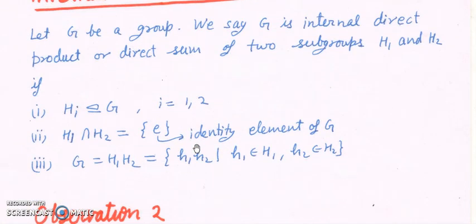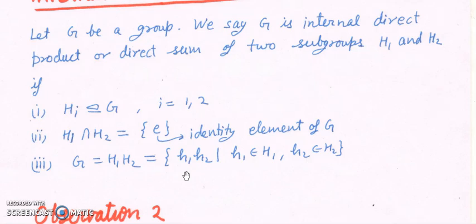Let G be a group. We say G is an internal direct product or direct sum of two groups H1, H2 if Hi is normal in G, H1 intersection H2 is the identity element of G, and G is equal to H1H2. This set means h1h2 such that small h1 belongs to capital H1 and small h2 belongs to capital H2. This is called the internal direct product.